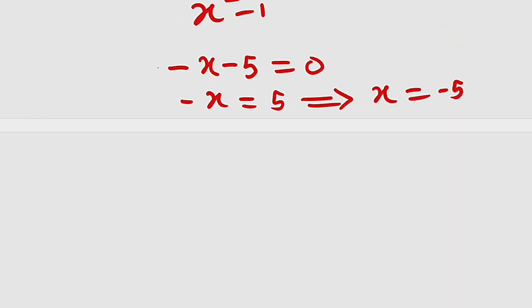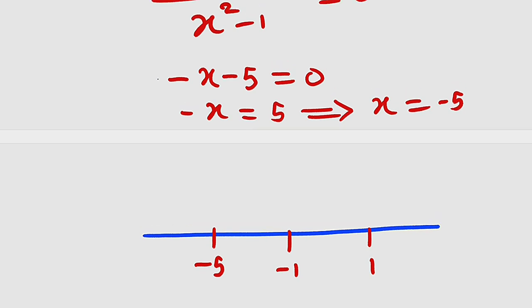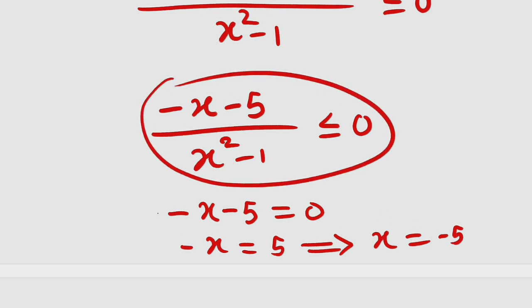We are going to plot them on a number line. So if we have a number line here, the 3 values, we have negative 5 here, we have negative 1 here, and we have positive 1 here. We are going to test them in the main inequality, but I'm going to use the simplified version, which is this one.